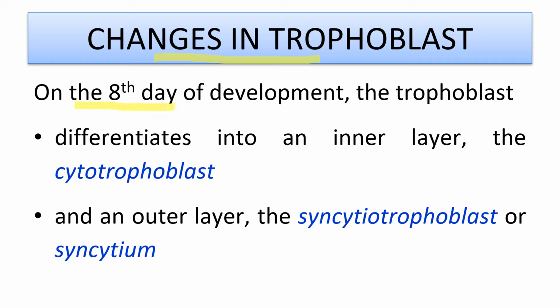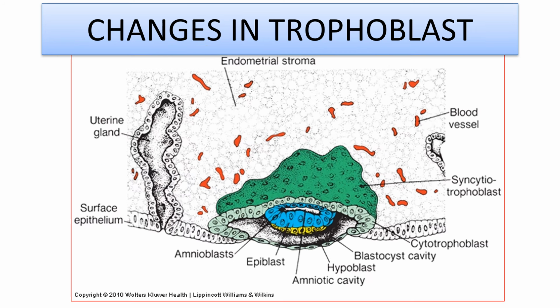On the 8th day of development, the trophoblast differentiates into an inner layer, the cytotrophoblast, and an outer layer, the syncytiotrophoblast or syncytium. The inner layer has cell boundaries and the outer layer does not have cell boundaries, so it appears like a syncytium. So the outer layer is called the syncytiotrophoblast, the syncytium of the trophoblast without cell boundaries, and the inner layer is the cytotrophoblast, which has cell boundaries.